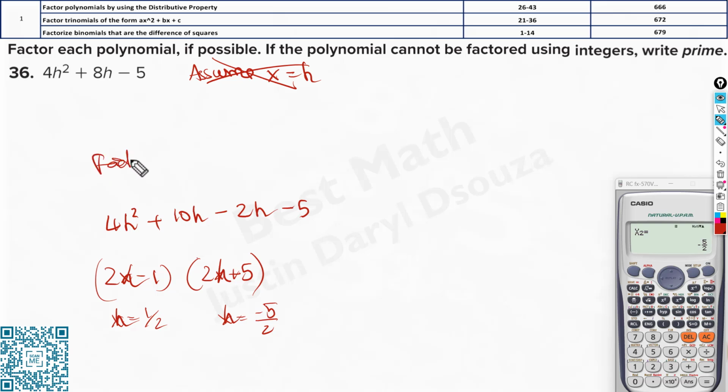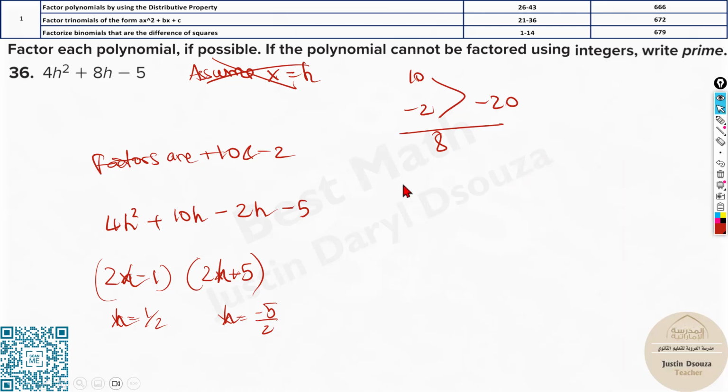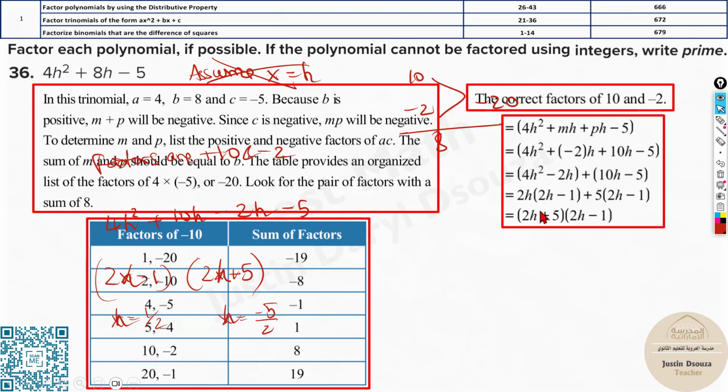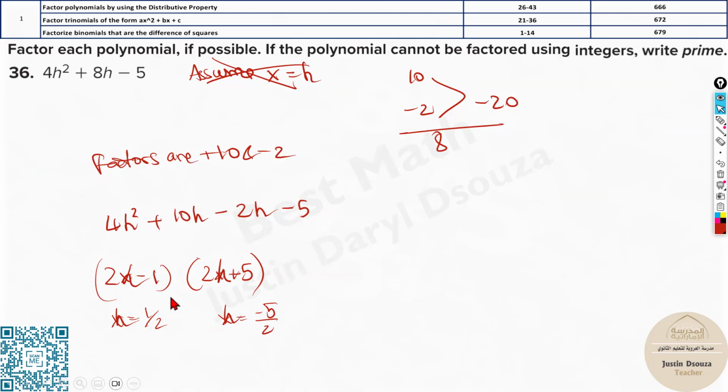Now factors are 10, that is positive, and minus 2. So here 4 times 5 is negative 20 because it's negative 5, and over here we have 8. So 10 times minus 2, multiply it, you'll get negative 20, and add it, you will have positive 8. So that is the answer, and that's the final question in this. You can see that's the correct answer. Doesn't matter if you write this term first or the other term first, that'll be all right.